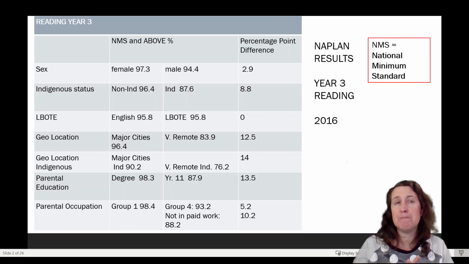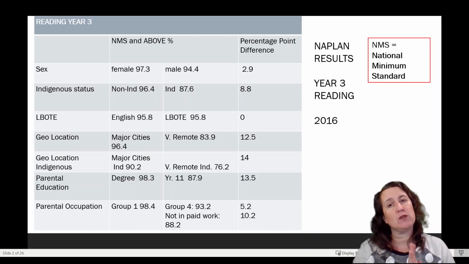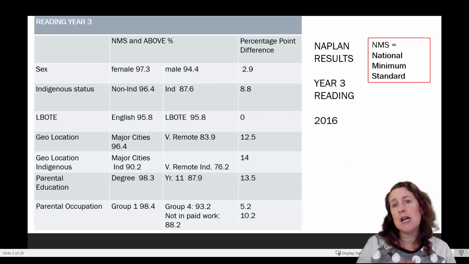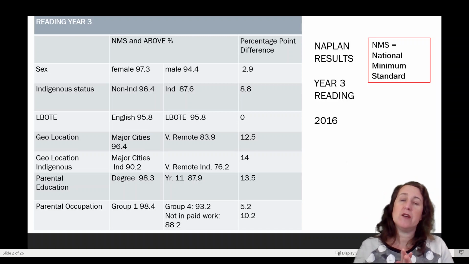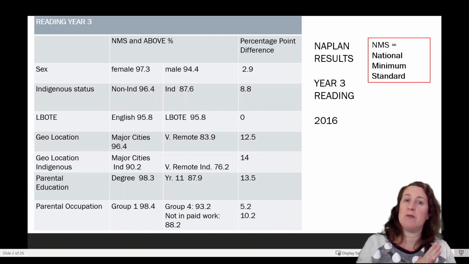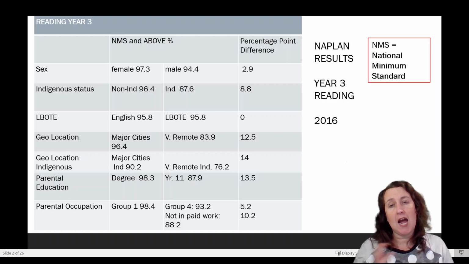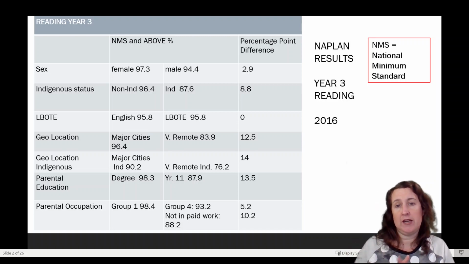Now we look at geographical location, and we can see that when we consider the results of students living in our major cities, 96.4% of students are meeting the national minimum standards or above, versus 98.3% of students who are from a very remote background. So this tells us that there's some kind of disadvantage happening for our students that are educated in areas that are very remote. And there's a difference in achievement of 12.5%.